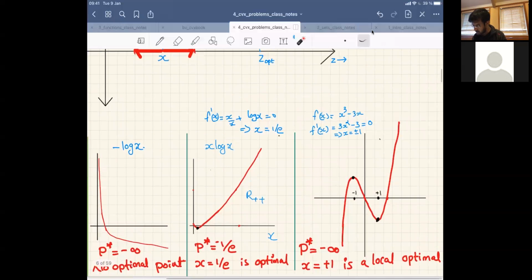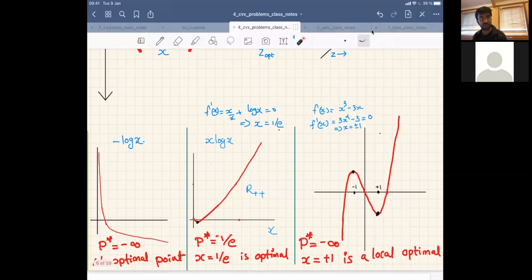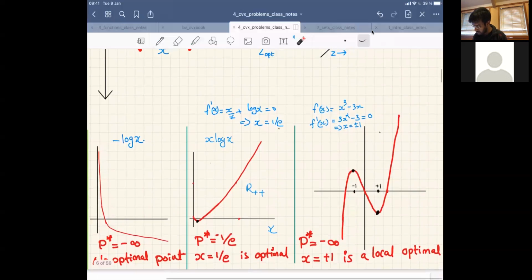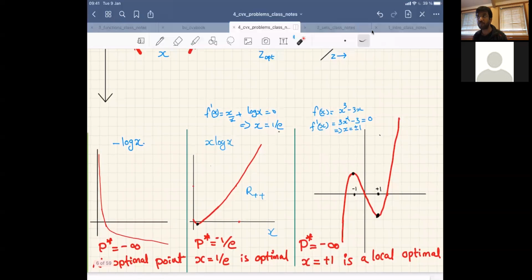Next is a different function, x cube minus 3x. Again, you differentiate this. This is a smooth function, so you can differentiate, and then you find 2 points, x equal to plus and minus 1, where the derivative is equal to 0.